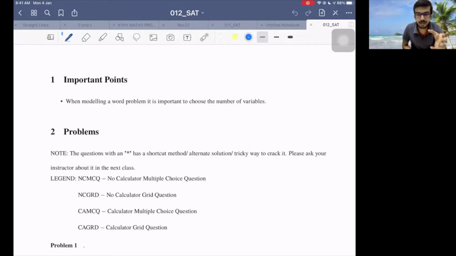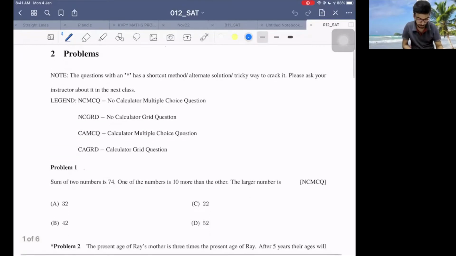So the idea is simple. When you look at the question, it might look like there are two unknowns. Of course, there will be two unknowns, but it will be better if you choose only one variable and represent the other variable in terms of the first variable and proceed. Okay, we'll see the question.